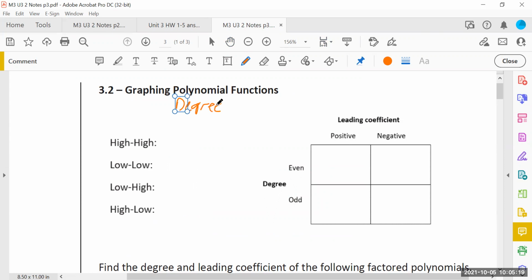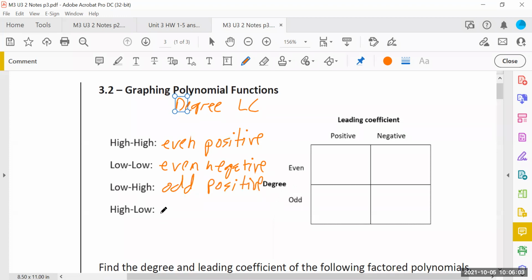of the polynomial, which is the highest exponent, and the leading coefficient of the polynomial, which is the coefficient on that highest degree term. So we said high, high was for even positives. Even degree, positive leading coefficient. Low, low was even negative. Low, high was odd positive. And high, low was odd negative.